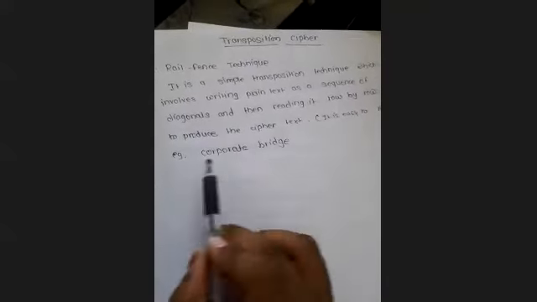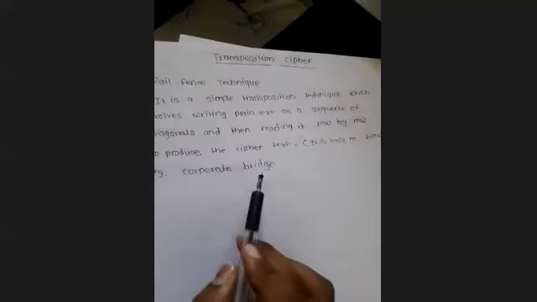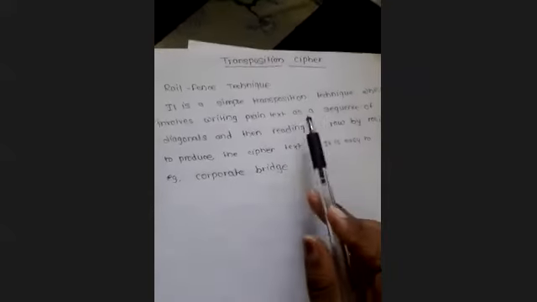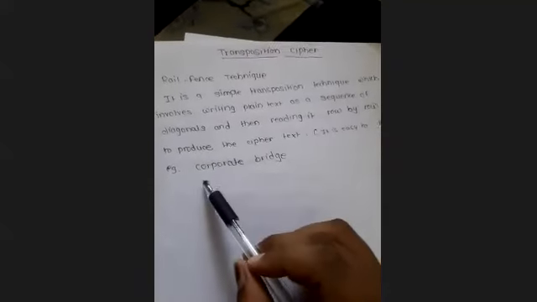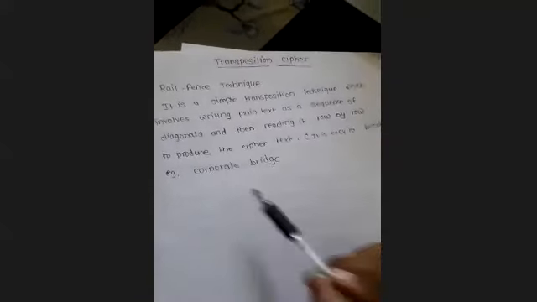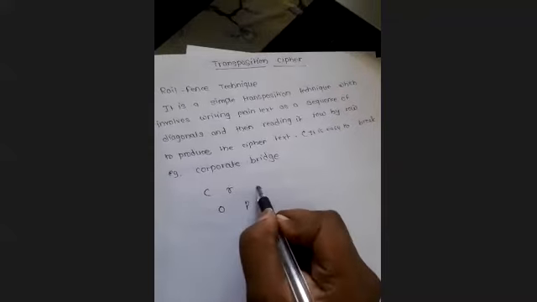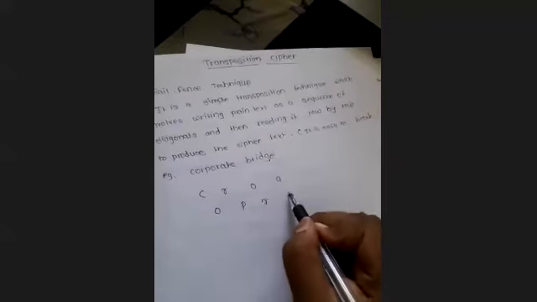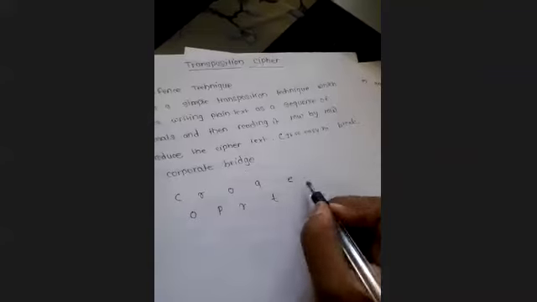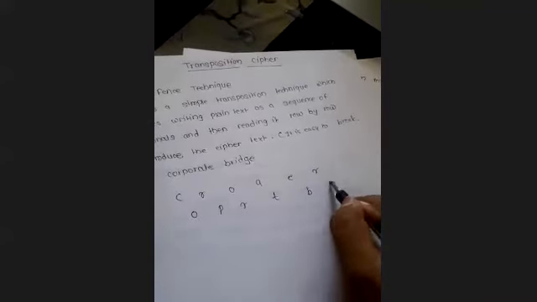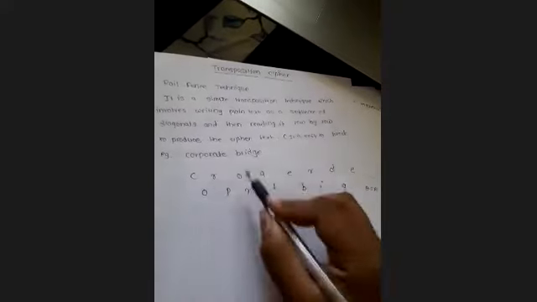So the given example here is corporate bridge. This is the plain text which is given. What this method says is, we have to write the plain text into the diagonals, a sequence of diagonals. C O R P O R A T E B R I D G E. Okay, we just have written it into the diagonals.